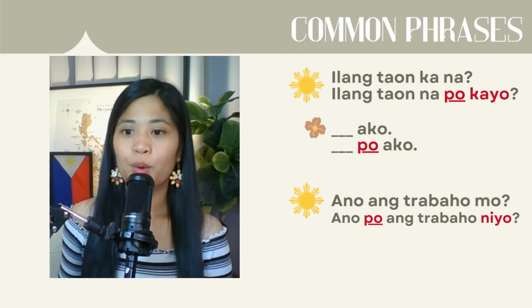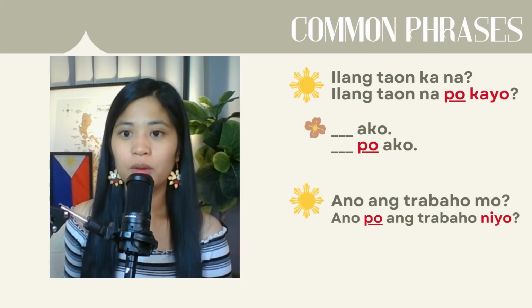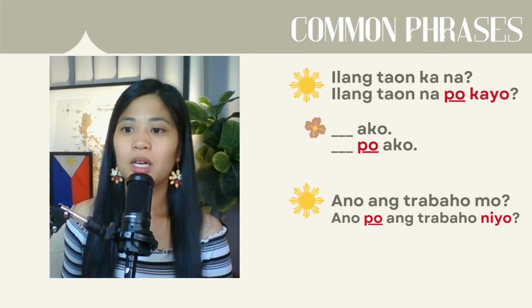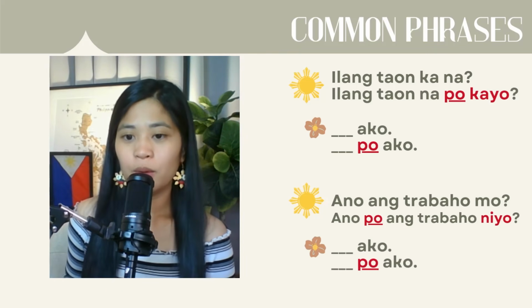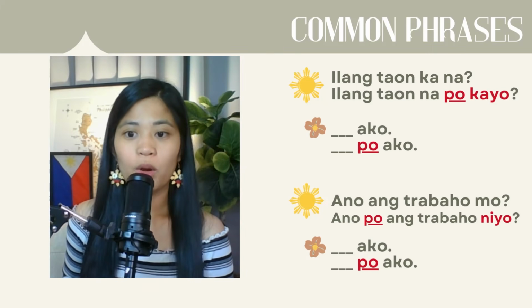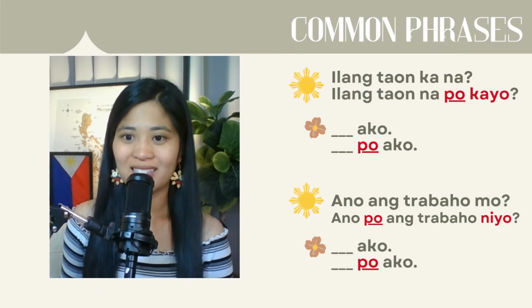Becomes ano po ang trabaho nyo? Po is the second word placement here. And then mo becomes nyo. And lastly, nurse ako becomes nurse po ako. Po is the second word placement in this phrase.